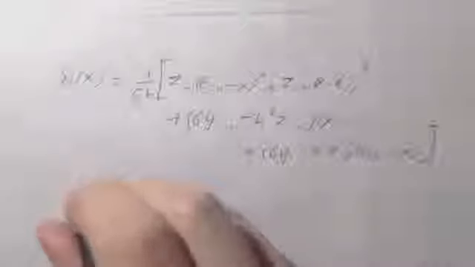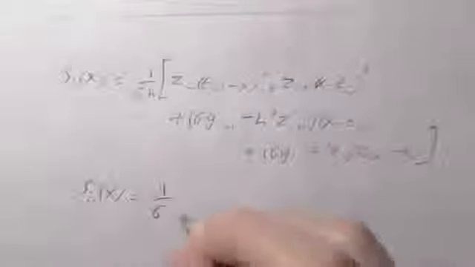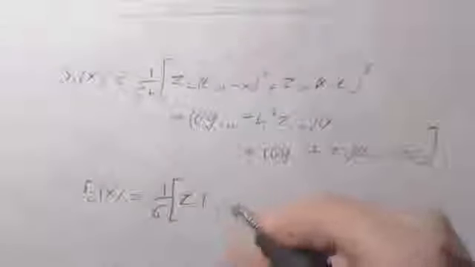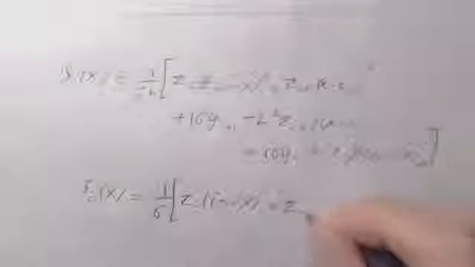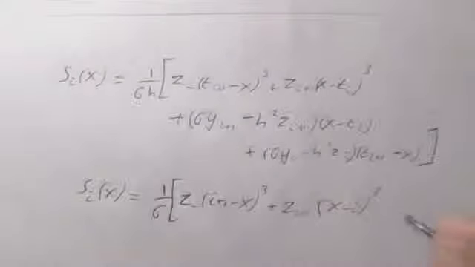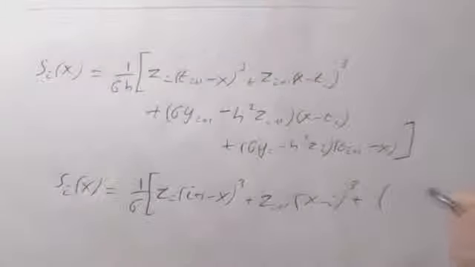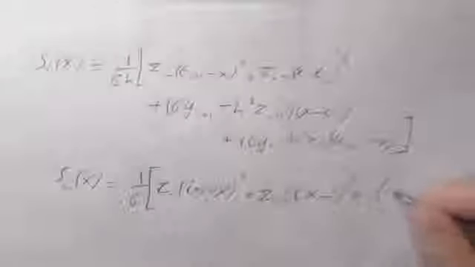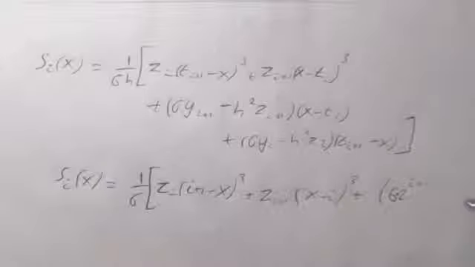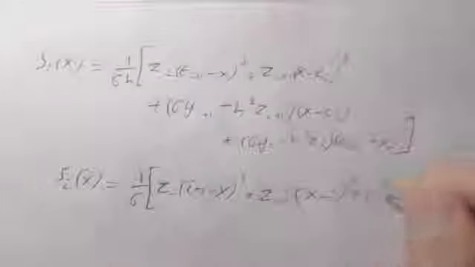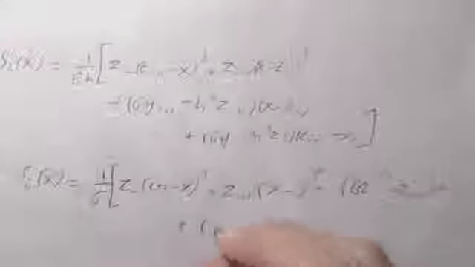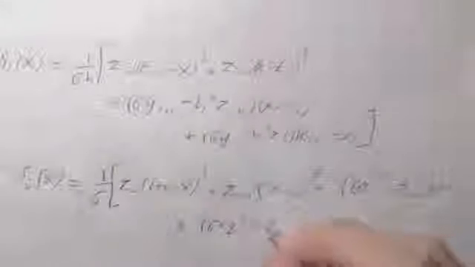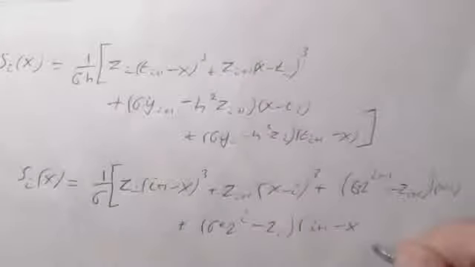So let's plug in what we know. Si(x) equals 1 over 6, h is 1, zi, t_{i+1} is just i plus 1, (i plus 1 minus x) cubed plus z_{i+1} (x minus i) cubed plus, now y_i is 2 to the i, so we've got (6 times 2 to the i plus 1, minus z_{i+1}) (x minus t_i), I'll run out of room here, (x minus i), plus (6y_i, that's 2 to the i, minus z_i) (i plus 1 minus x).